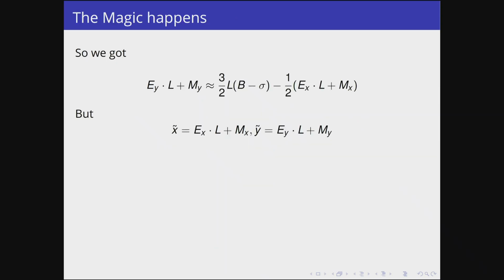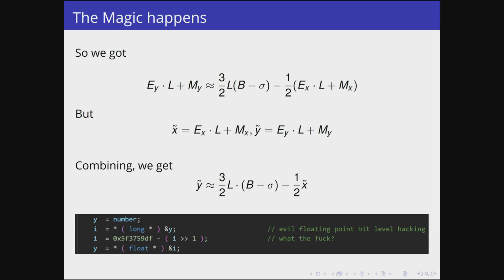And now if we remember our integer representation, we can put everything together, and we get that the integer representation of y, as 1 over square root of x, is roughly 3/2 L times the bias minus sigma, minus half of the integer representation of x. And this is exactly what happens in those 3 lines.